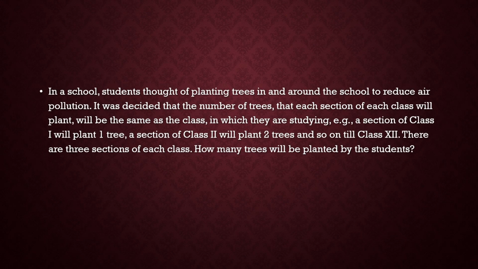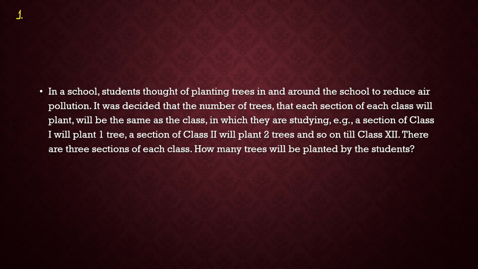Next question. In a school, students thought of planting trees in and around the school to reduce air pollution. It was decided that the number of trees that each section of each class will plant will be the same as the class in which they are studying. Example, a section of class 1 will plant 1 tree, a section of class 2 will plant 2 trees, and so on till class 12th. There are 3 sections of each class. So each class you have 3 sections.